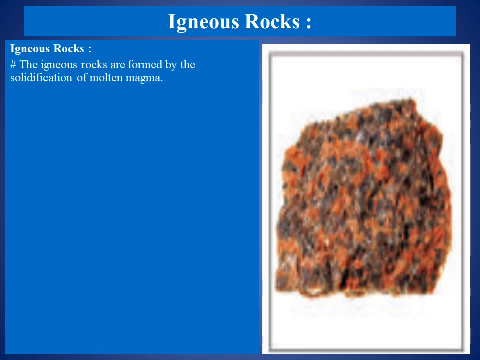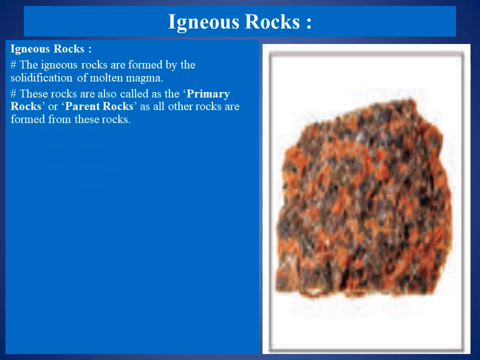The igneous rocks are formed by the solidification of molten magma. These rocks are also called the primary rocks or parent rocks, as all other rocks are formed from these rocks.